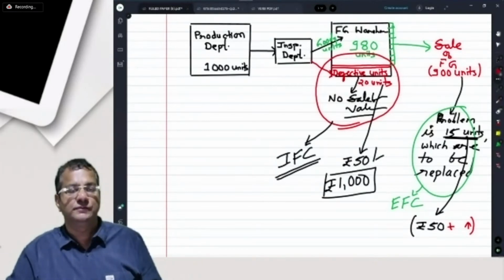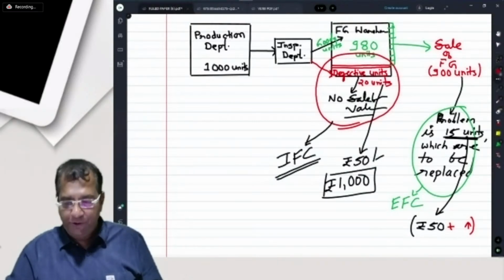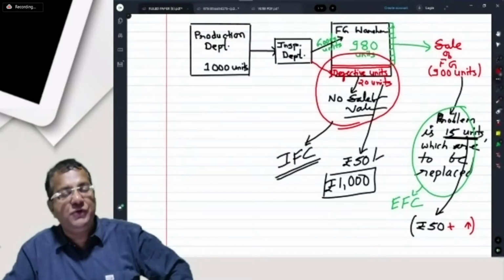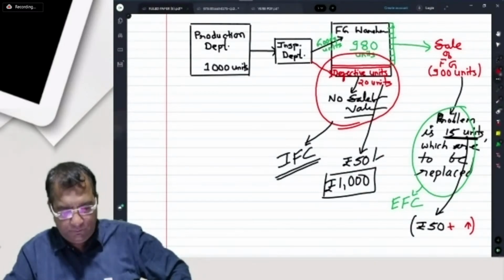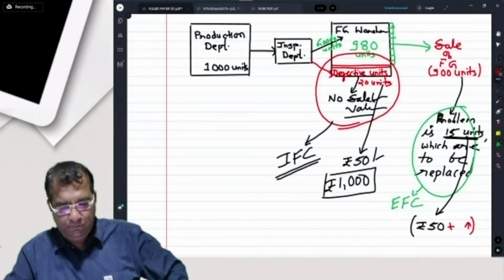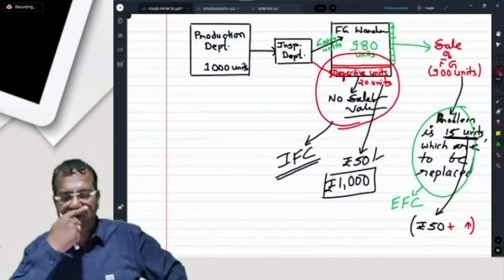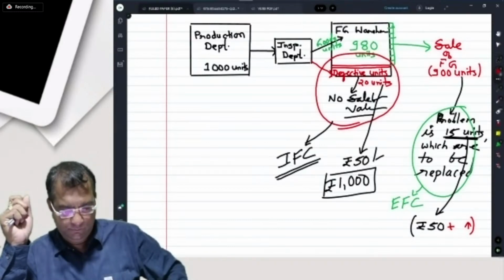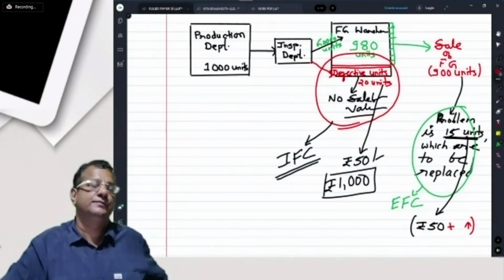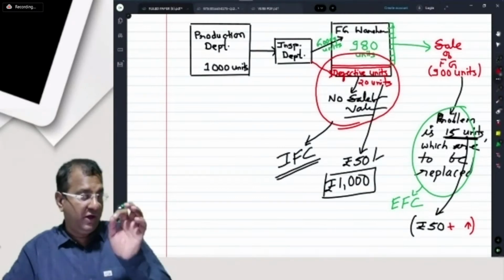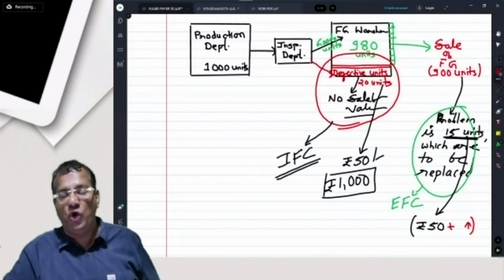Find out units produced during the period, units manufactured during the period. Write down the very first point. 1,200 units have been invoiced to customer. Word important: invoiced. 1,200 units have been invoiced to customer.